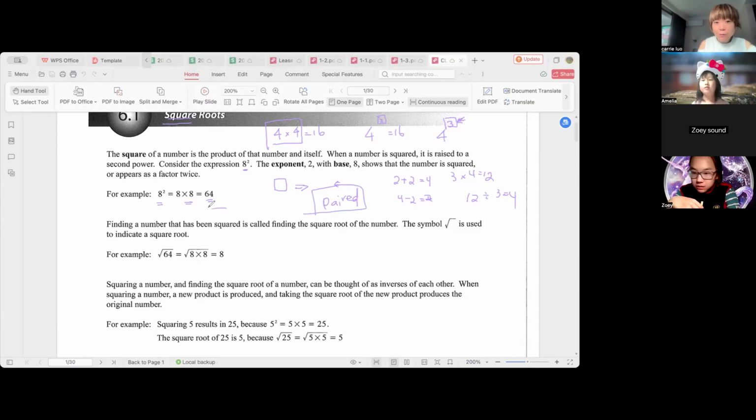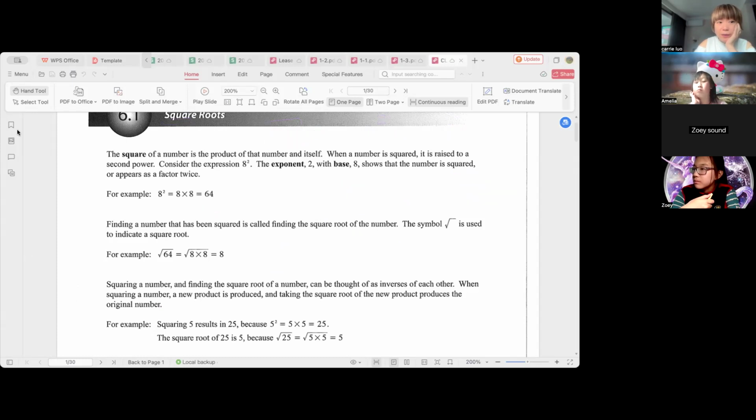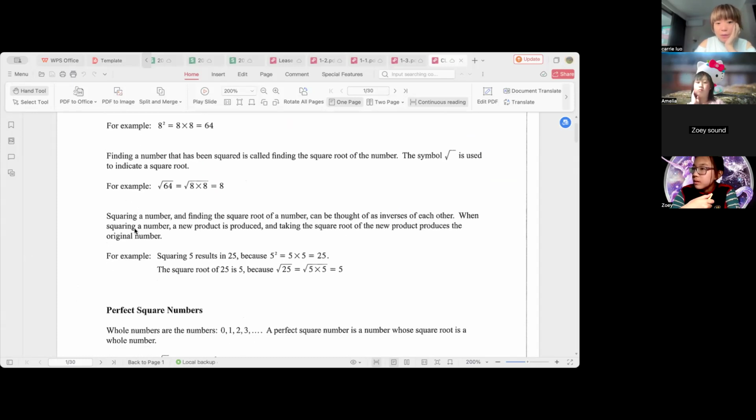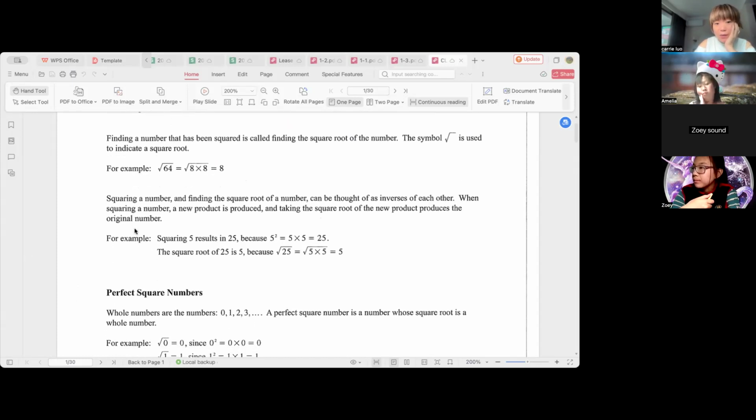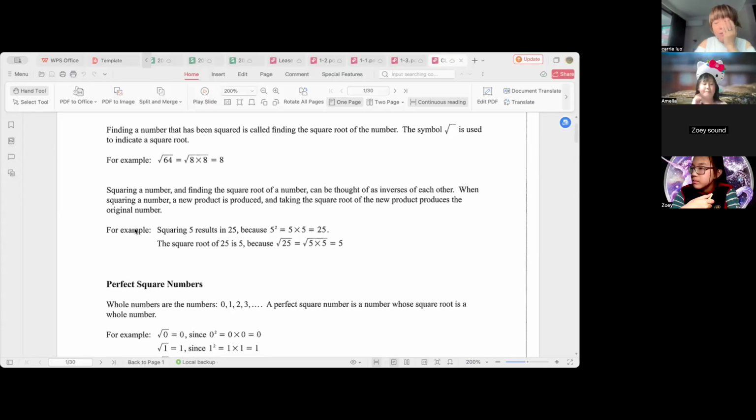So what is the backwards of the squared, which is square root? If we have 64 and we take the square root, this little thing is called a square root, which is 8 times 8, so that's why it equals 8. Let's take a look at this one. If squaring 5 results in 25, then the square root of 25 is 5.